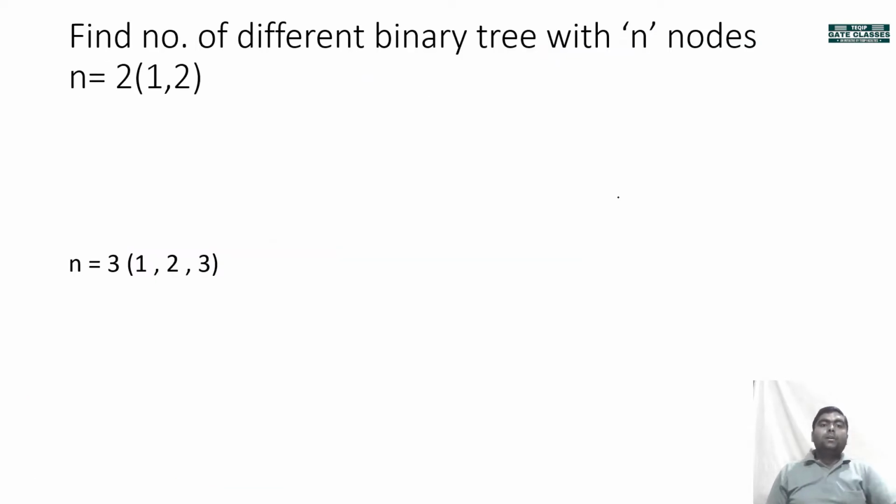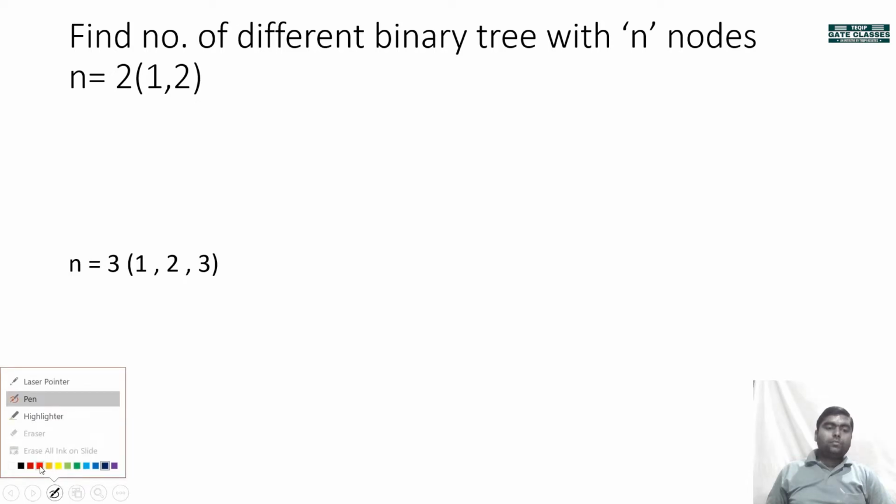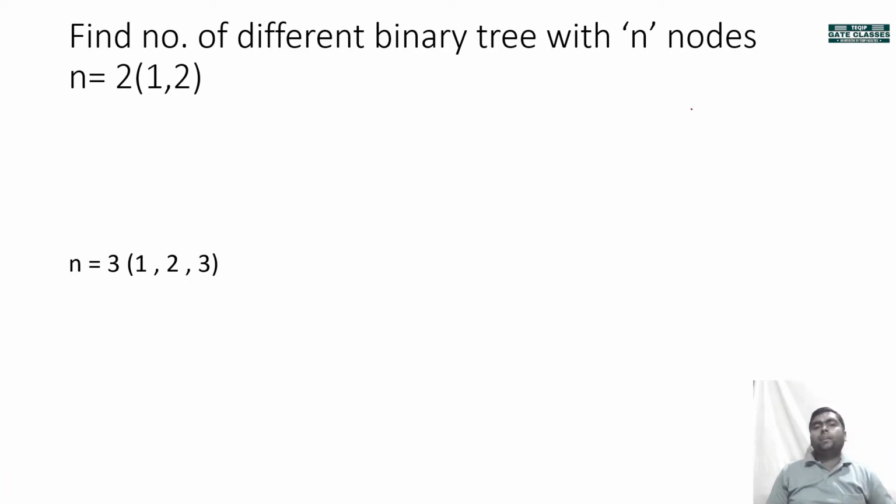Now find the number of different binary trees with n nodes. Okay, different binary trees with n nodes. तो हमें यहाँ बाइनरी ट्री फाइंड करना है सिंपली, है ना. सो लेट अस सपोज अगर n की वैल्यू 2 है, 1 और 2 ले लेते हैं लेबलिंग के लिए.